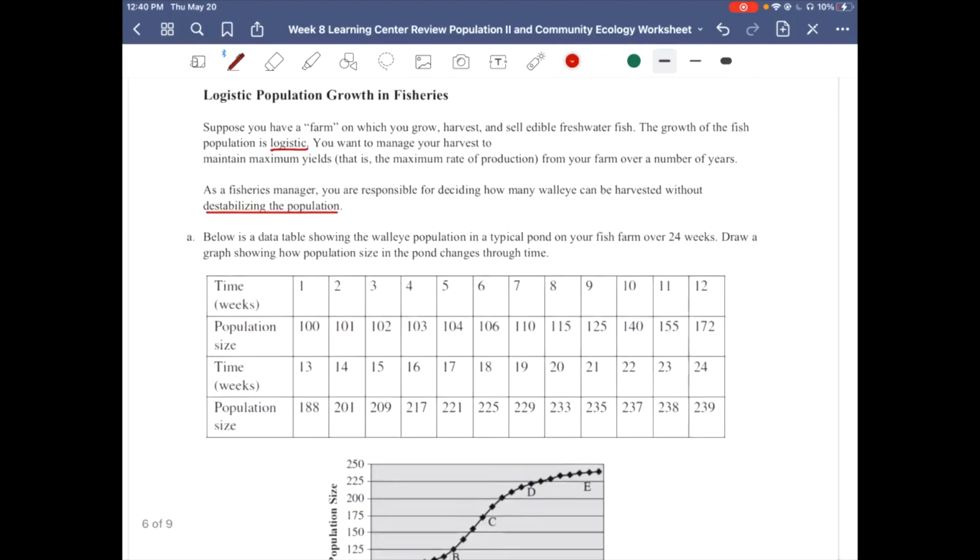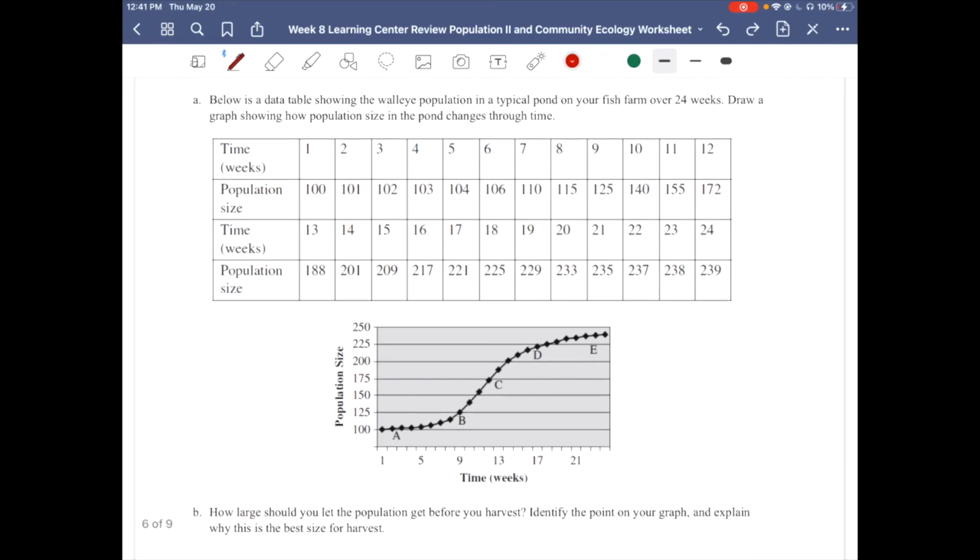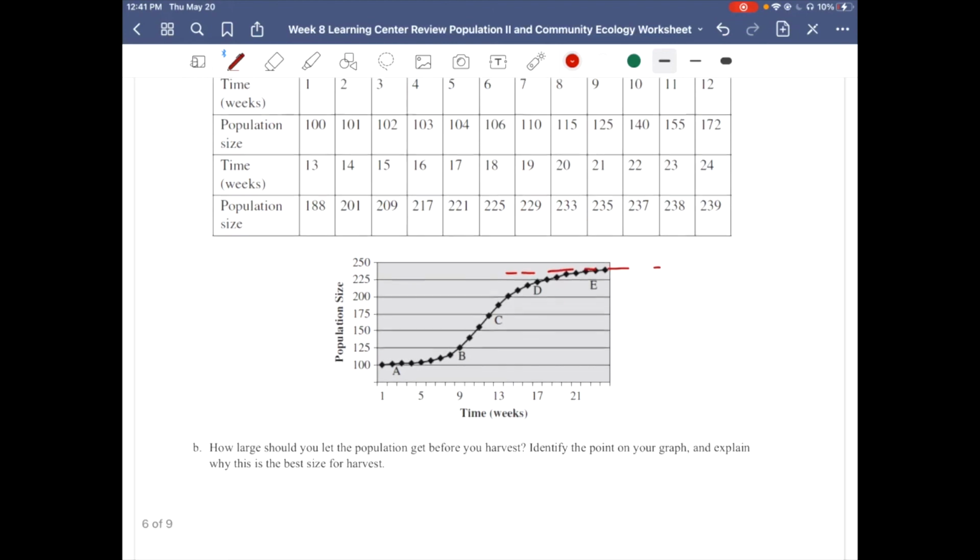So let's look at the data. They're giving us time in weeks, 1 to 12 weeks, and then the population size, and we're going all the way to 24 weeks, and we see the population. When we first graph it, we get this nice logarithmic graph, and we kind of see it stabilizing around here.